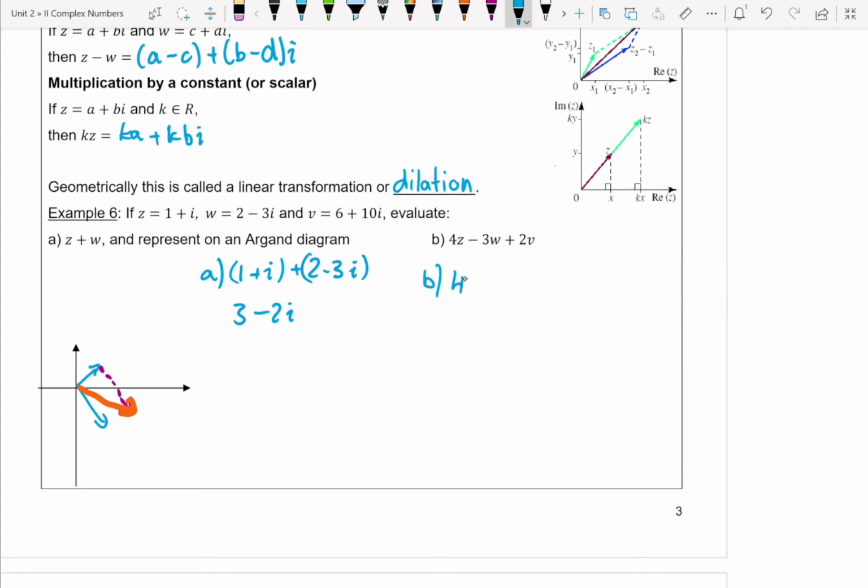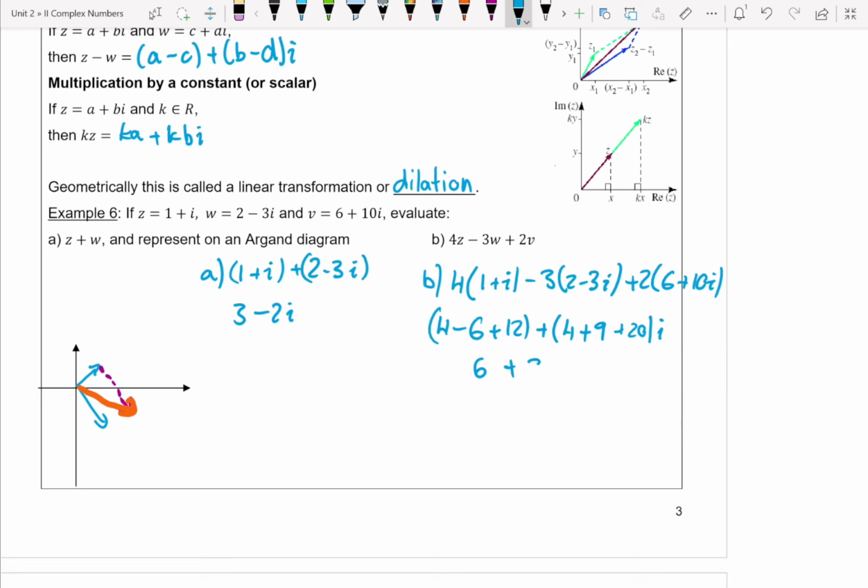And in part b, we'd have 4 times (1 plus i) minus 3 times (2 take 3i) plus 2 times (6 plus 10i). Doing this component by component, we're going to get 4 minus 6 plus 12 as our real, and we're going to get 4 minus 9, sorry, plus 9 because it's negative 3 and negative 3, plus 20, and then all of that is our imaginary component. So this is going to give us 10 plus 33i. And that's that for example 6.